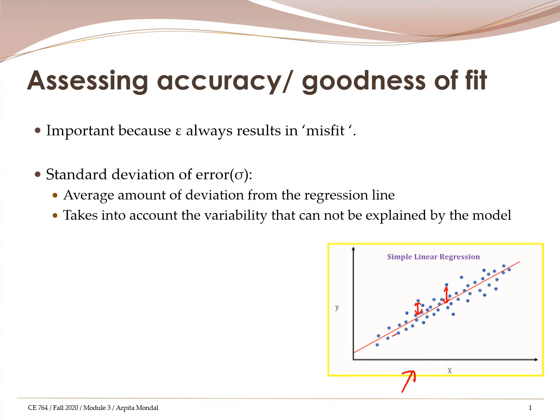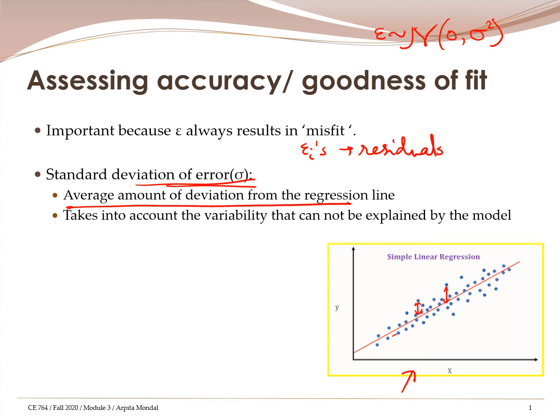The misfit is because of epsilon i's, which we have been calling residuals, and we have been writing epsilon as white noise, so normal with mean 0 and variance sigma square. So this sigma is the standard deviation of these residuals, which means that it is the average amount of deviation from the regression line, right? And more importantly, it takes into account the variability that cannot be explained by the model.